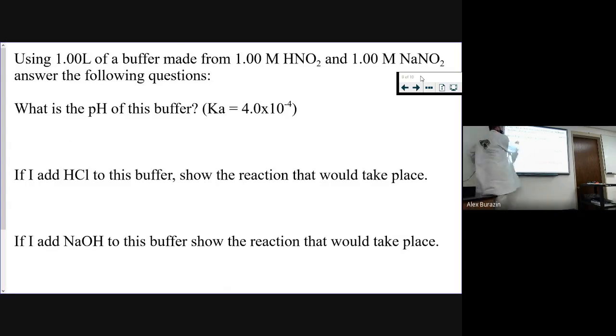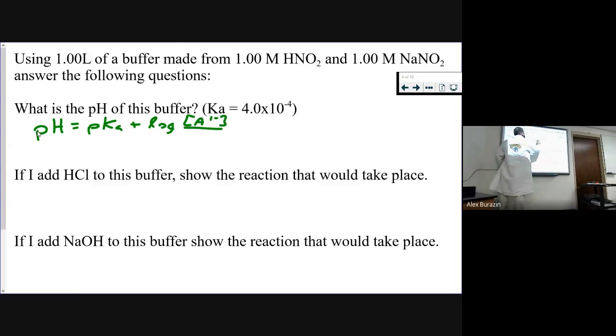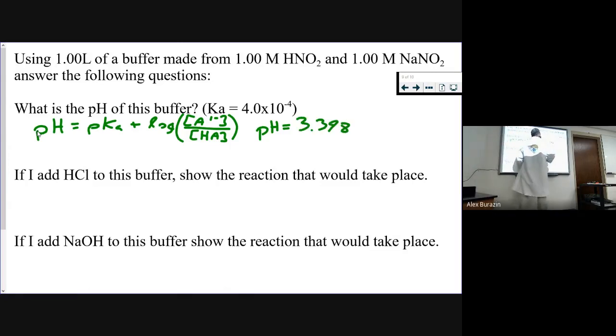Well, it's a buffer. Let's use the Henderson-Hasselbalch equation. I'm assuming I gave you a Ka. That's nice. That's good. We need that. Yep, good teacher. What's the negative log of 4 times 10 to the negative 4? And my molarities are the same, right? So even if I add this, I get 1 over 1.